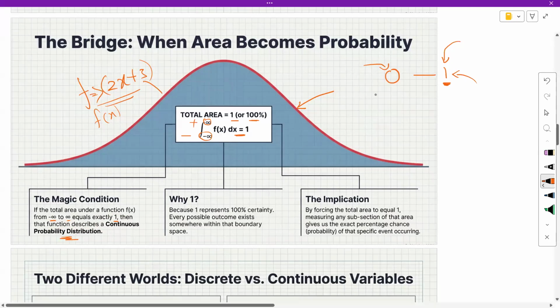As I told you earlier, the probability limits are between 0 and 1. Why do we limit to 1? Because 1 represents 100% certainty. Every possible outcome exists somewhere within that boundary space. So if it is 100% sure, it means equal to 1. No chance, impossible, probability equals 0.